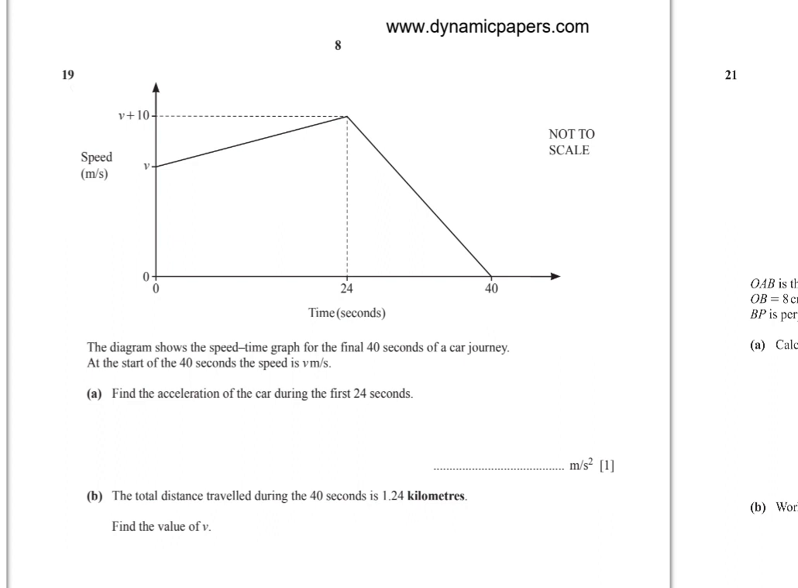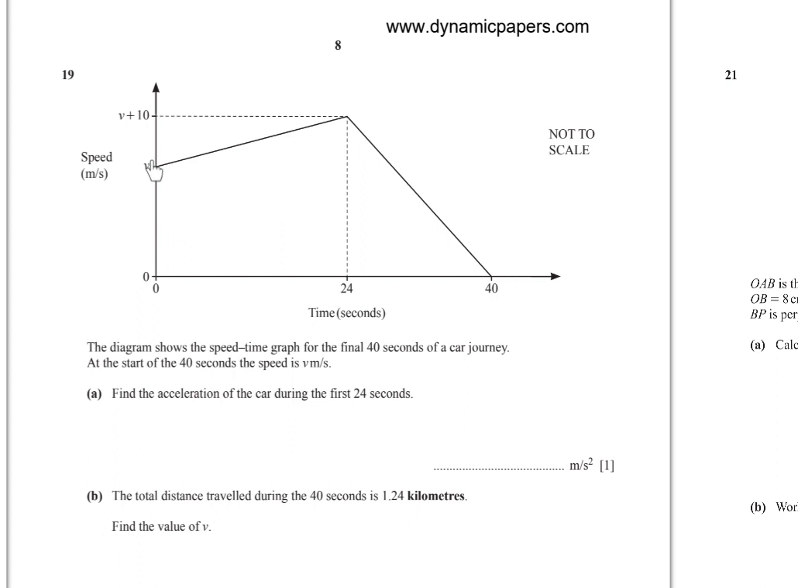19. The diagram shows a speed time graph for the final 40 seconds of a car journey. At the start of the 40 seconds, the speed is v. Find the acceleration of the car during the first 24 seconds. Acceleration equals the gradient of the line. The gradient of the line, rise over run, or y2 minus y1 over x2 minus x1.